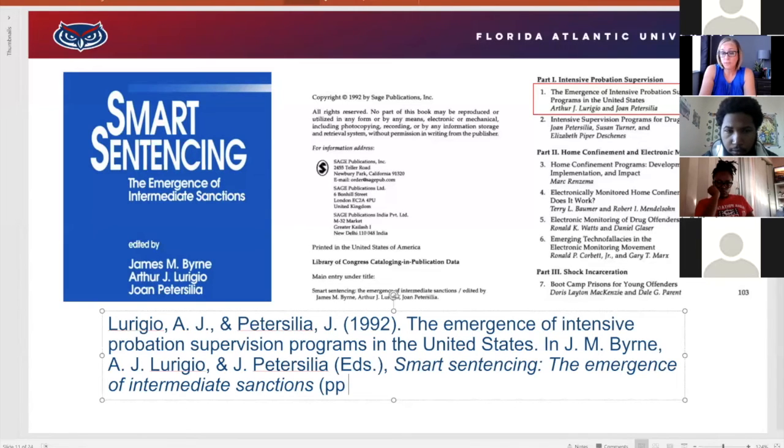And then you also have to tell us what pages this chapter is in. So this chapter is in pages 1 through 17. And then the publisher of this book is Sage. All right. So again, here, the title of the book itself is italicized. The title of the chapter is not. Here, when you're saying the pages of the chapter, you have to indicate with the pp. dot.